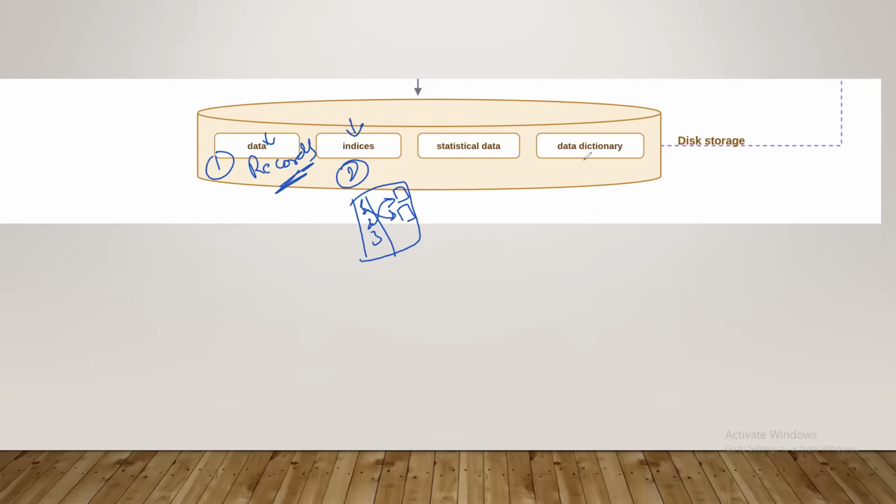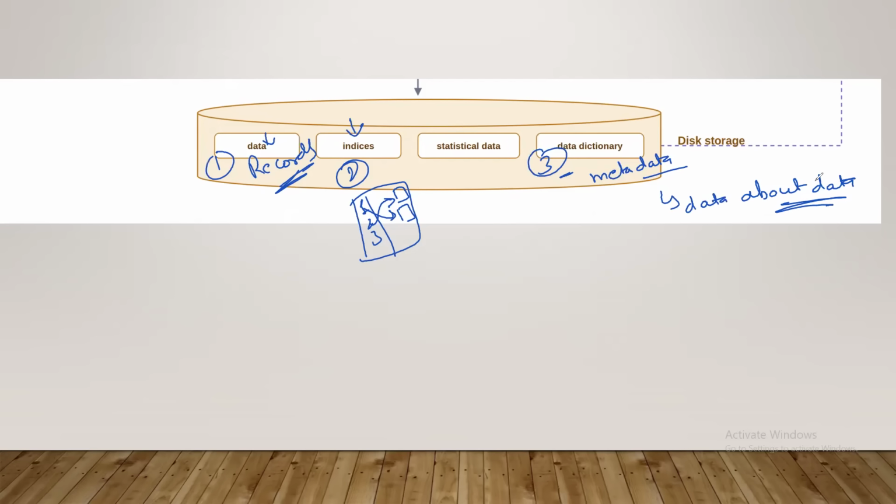Now the next one is the surprising one, that is your data dictionary. It maintains your metadata. What is metadata? Metadata is data about data. To remember this one, you can remember one definition.